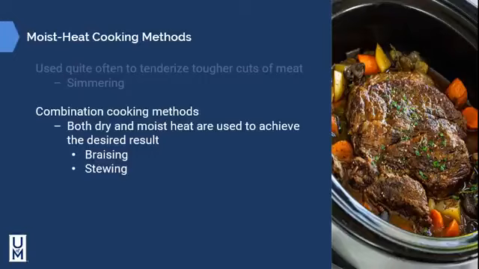Combination cooking methods include both dry and moist heat methods, and they include braising and stewing. So for instance, this pot roast, when we braise this pot roast, we're going to sear it first, that's the dry heat method, and then we're going to submerge it halfway with liquid, that's the moist heat method.